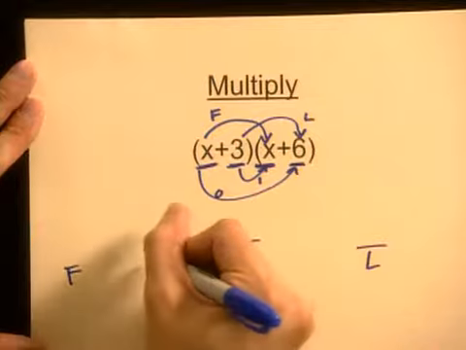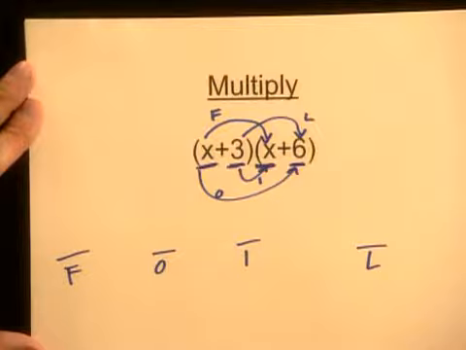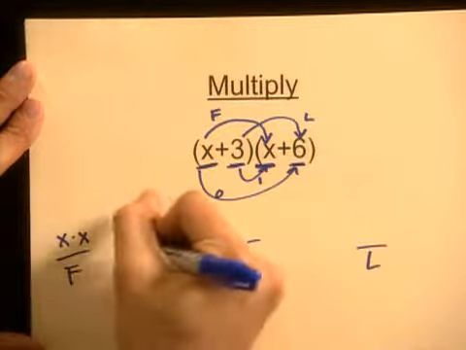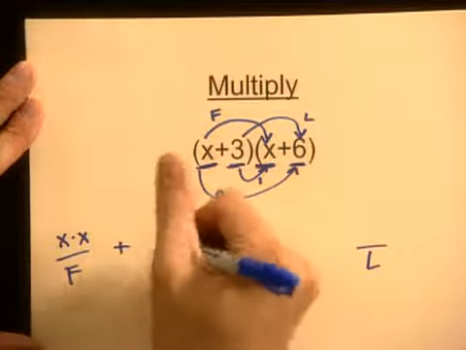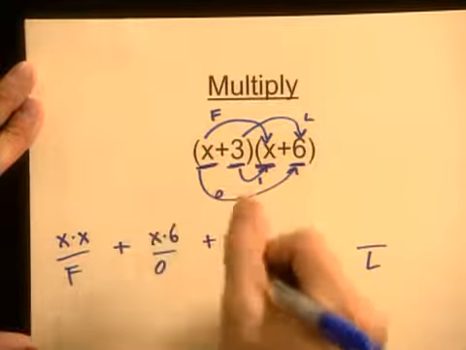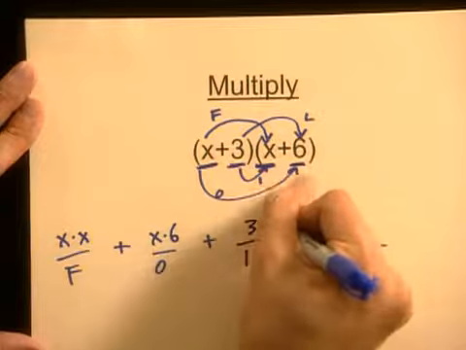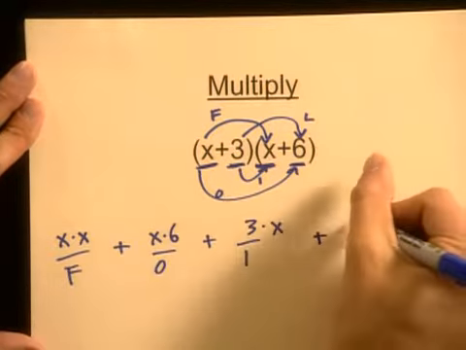F-O-I-L. F is x times x. O is x times 6. I is 3 times x, and L is 3 times 6.